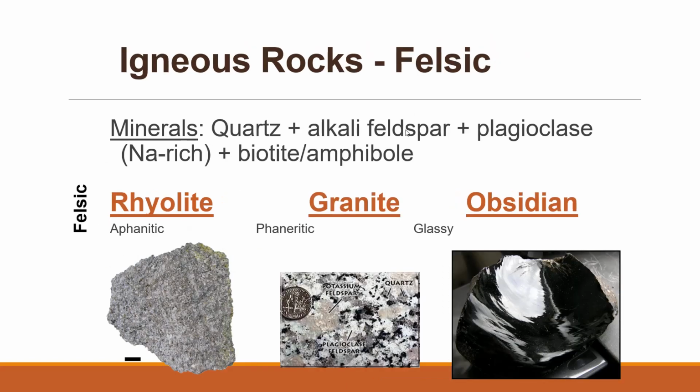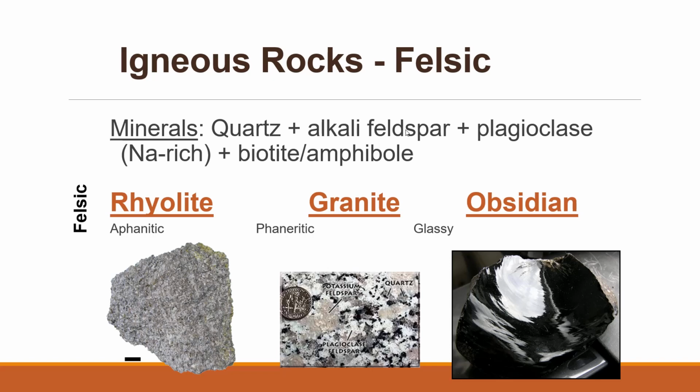And then finally we have felsic. So felsic is where we're going to have quartz, we're going to have the sodium feldspars, we're going to have the potassium feldspars, biotite. So if it's aphanitic, it's called rhyolite. If it's phaneritic, it's called granite. We can also have obsidian, which is a special case where we have primarily SiO2 and we have glass.